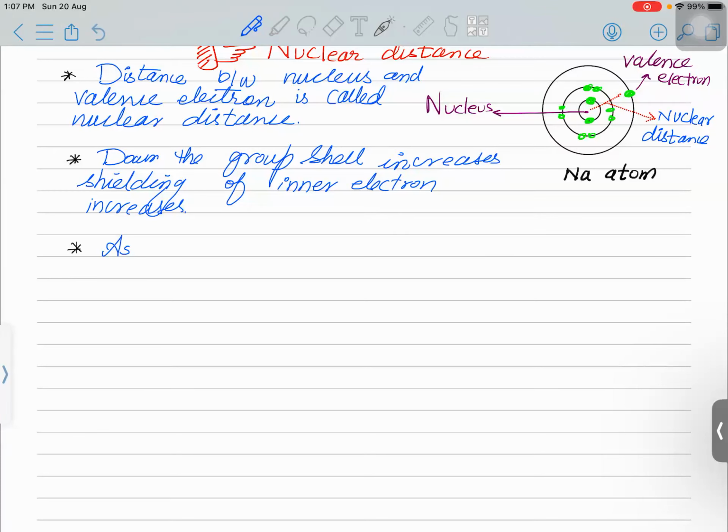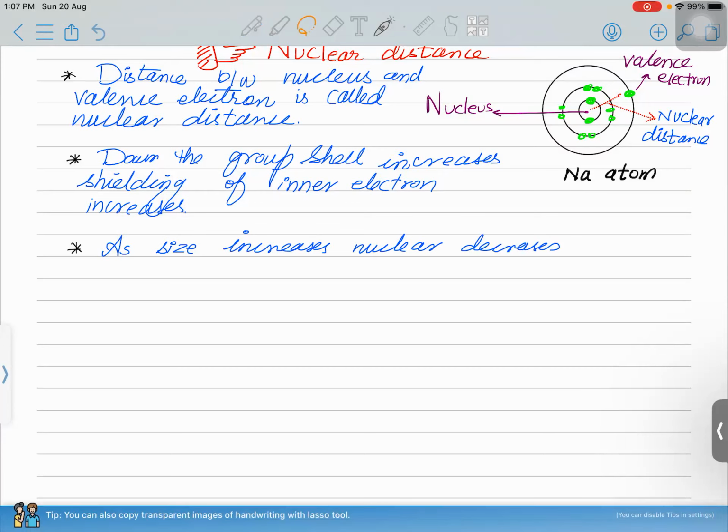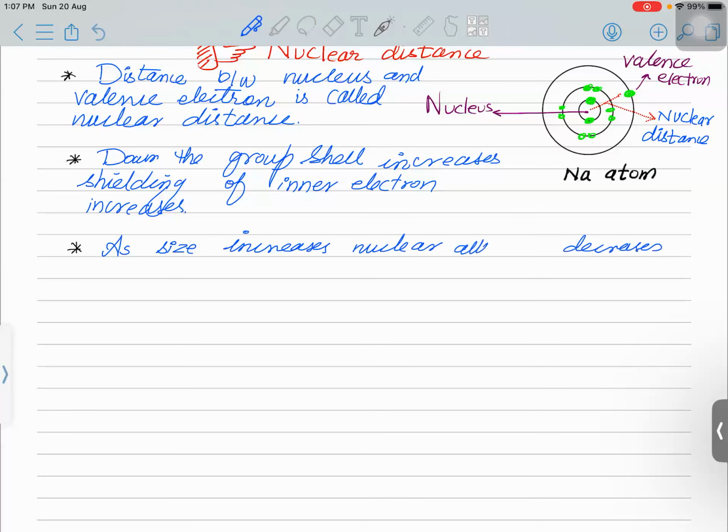So as size increases, nuclear attraction decreases. Ionization energy also decreases.